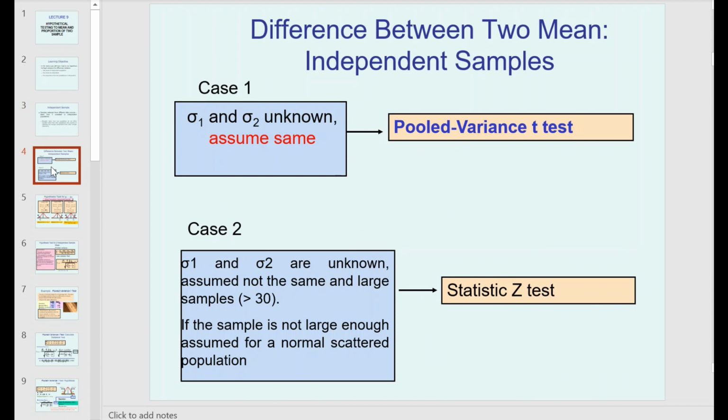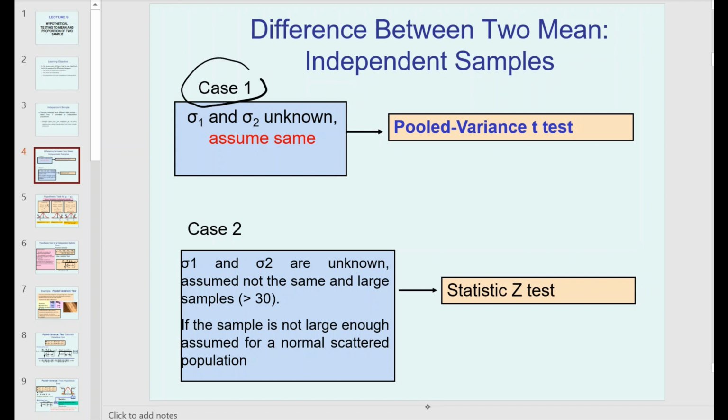So the first objective of this topic is the difference between two means. Mean, average, same meaning, for independent samples. So now we are talking about the first one, which is independent samples. We look here, we have case 1 and case 2.